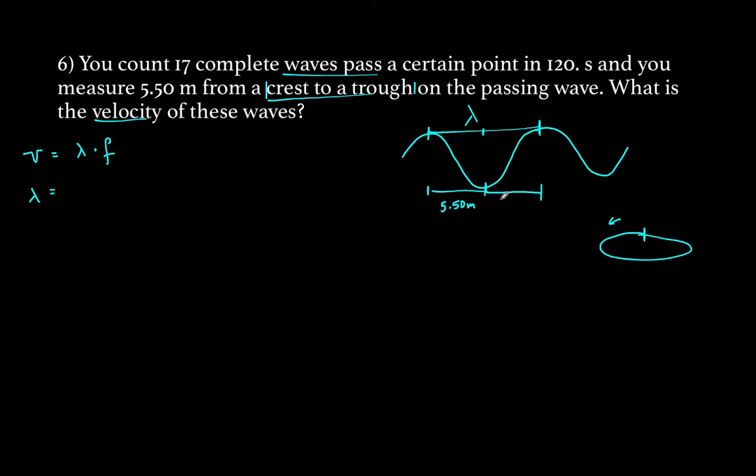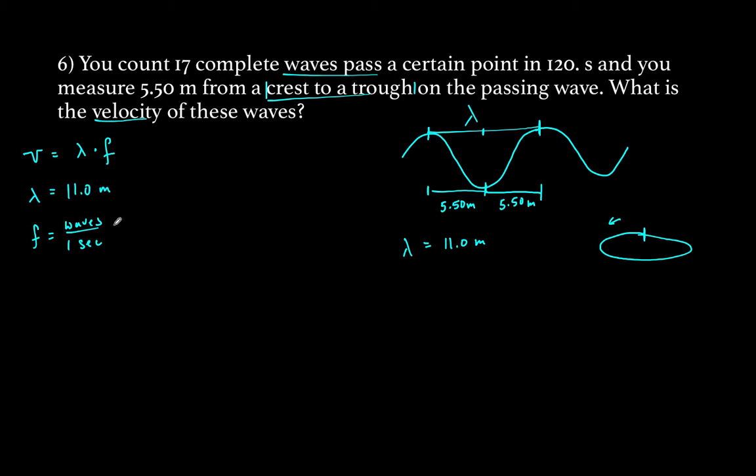And if I want to do it again, then I need to add 5.50 meters onto it again. So my wavelength for this wave, 5.5 plus 5.5, should be 11.0 meters. That's the starting point here, 11.0 meters. Now, let's see if I can solve for my frequency, which, again, is how many waves there are per second, 1 second in particular.